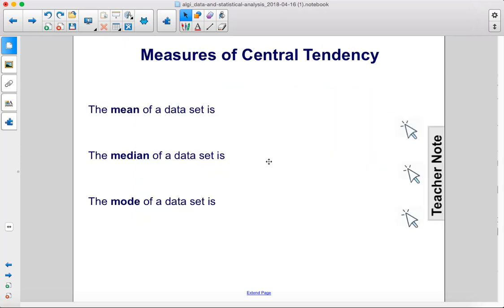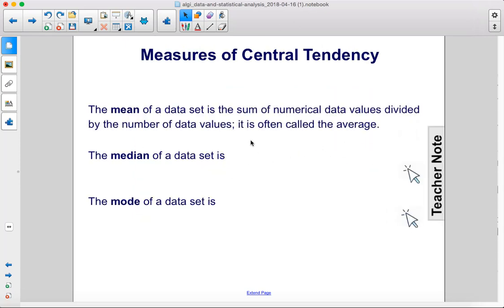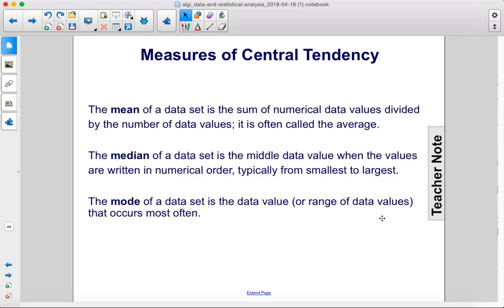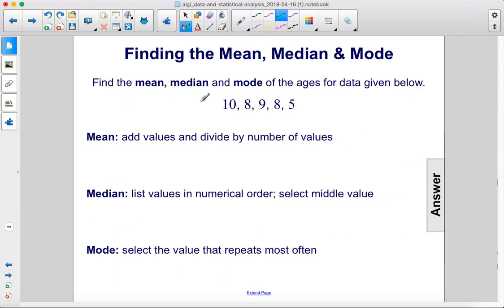The mean of a data set is the sum of numerical data values divided by the number of data values. It is often called the average. The median of a data set is the middle data value when the values are written in numerical order, typically from smallest to largest. The mode of a data set is the data value or range of data values that occurs most often. Find the mean, median, and mode of the ages for the data given below.